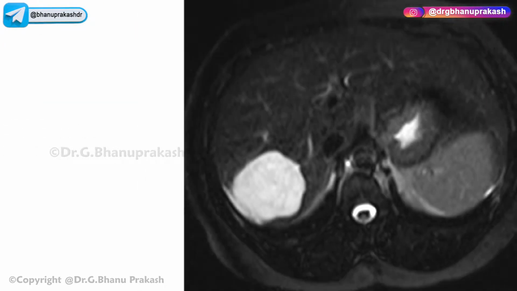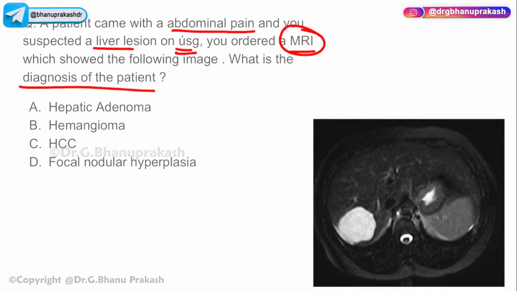Yes, it is hemangioma, guys. Very right. Can anybody tell me what investigation you are seeing over here? Yes, it is a T2 weighted MRI. What are you basically seeing over here? Hemangioma. What is this particular sign known as?